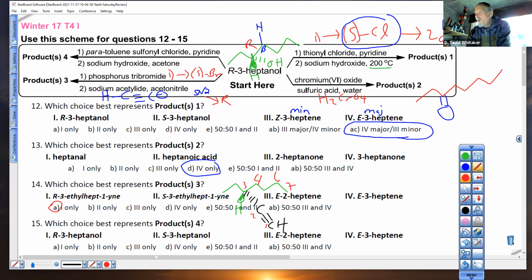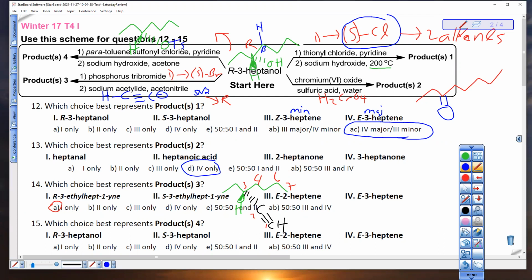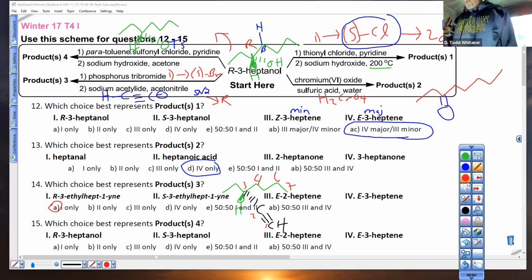Product 4. What's going on? We're doing the para-toluenesulfonyl chloride. From our previous example, we remembered that converted an alcohol to a tosylate ester with the same stereocenter. The O is kept, and we have a Ts on it now. And it's still R, sorry, I might have said S by mistake. Still R, it started R, it ended R, because you did the attack on sulfur, not on this carbon.